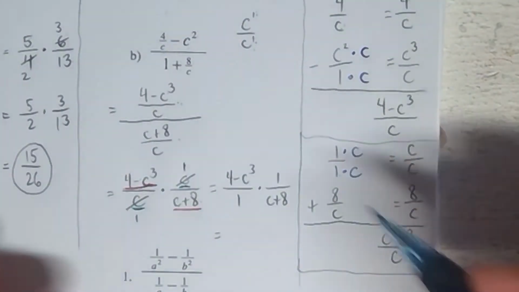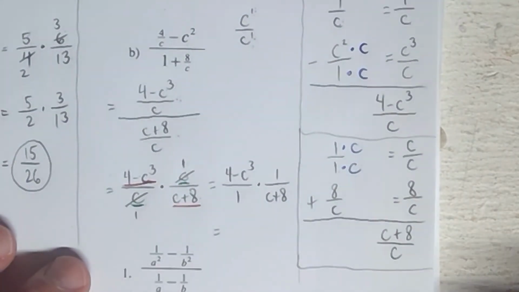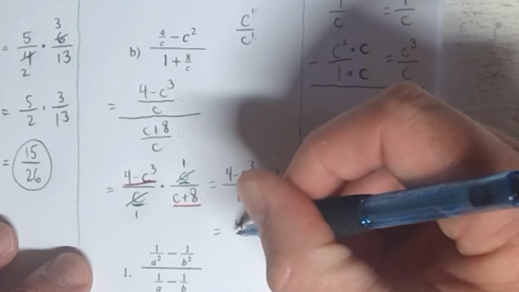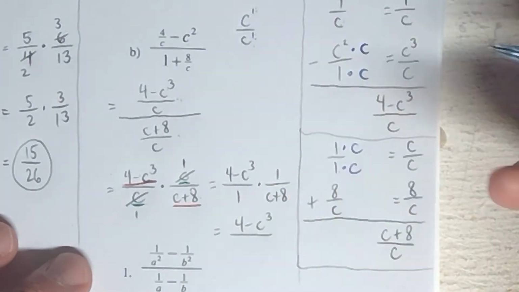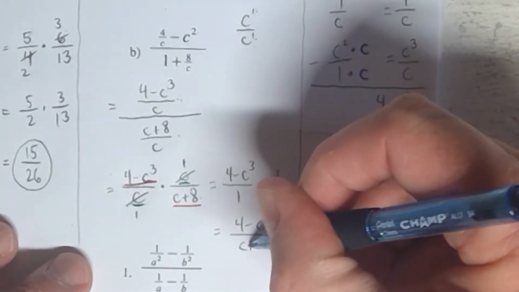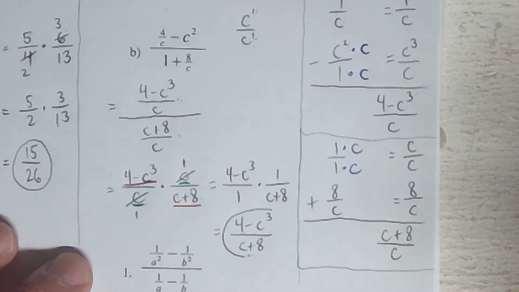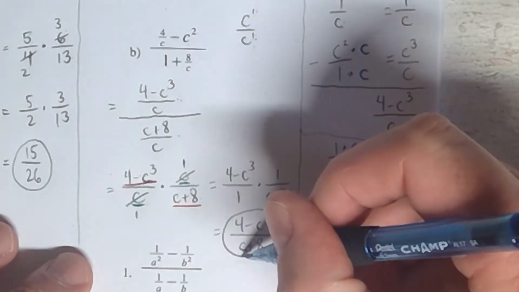And if I now multiply those together, anytime you multiply by 1, it's equal to itself. So we get 4 minus c cubed on top and c plus 8 on the bottom. Final answer.